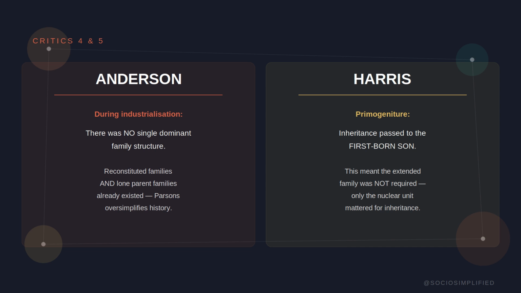Harris brings in this concept of primogeniture, which is the system of inheritance by the firstborn son. Under primogeniture, only one child inherited the family's land or wealth. That meant the extended family wasn't actually needed to hold property together. Only the nuclear unit of parents and firstborn mattered for inheritance purposes. So Harris is saying, even in this pre-industrial society, the extended family wasn't structurally necessary for economic reasons. So the nuclear unit was already dominant in terms of property and inheritance.